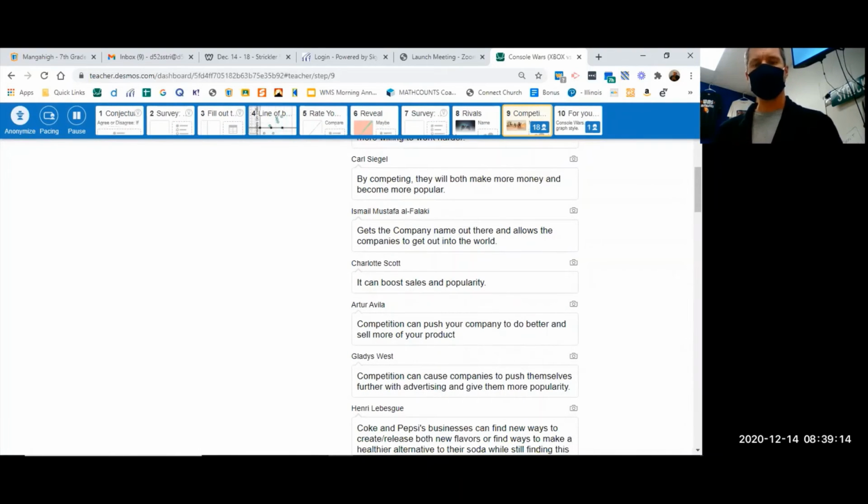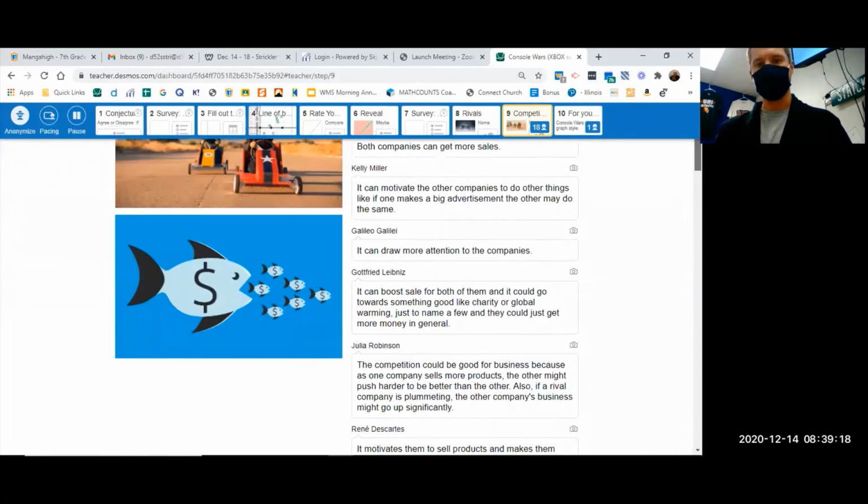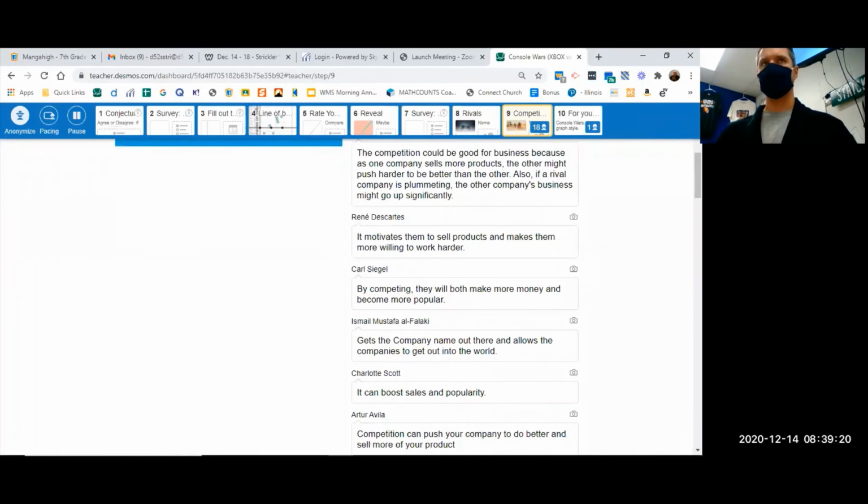How can competition be good? Well, if I scan down and read these, which I have been doing, I noticed that a lot of you said it does improve business for both, right? So wouldn't that be a causation idea? That one is causing the other to excel because they are pushing each other to be better?